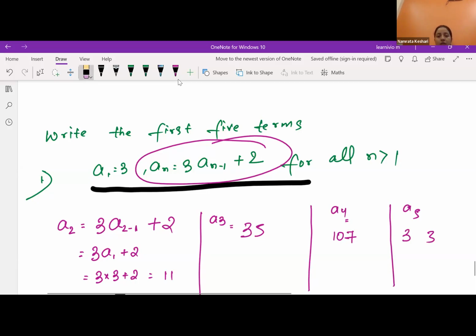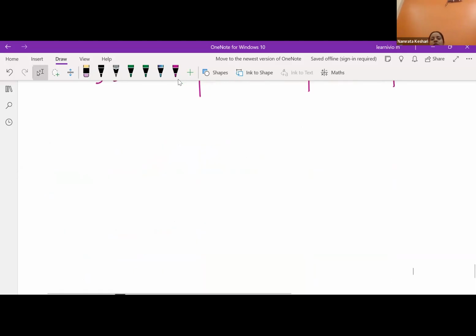Okay, so this is how so many questions are there, and you have to find the first 4 terms, first 5 terms. Now we can start with the GP, geometric progression.